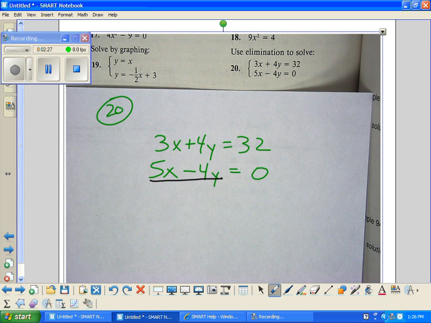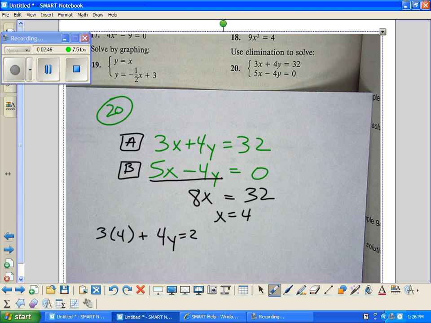When I add up this side, I'm going to get 8x. On the other side, I'm going to get 32. This is part of our times table. Boom, x equals 4. I'll use equation A to find y. And again, sometimes the math is easy enough, I can do this step. 4y equals 20, and I know y is 5. So my answer is 4, 5.